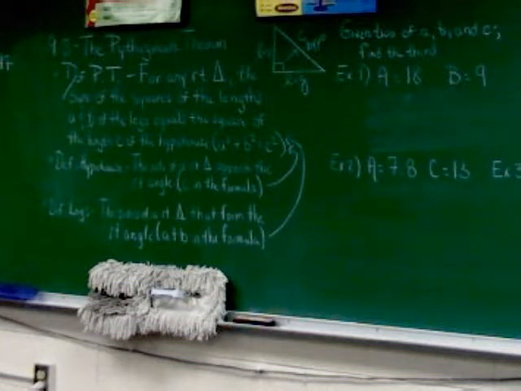For any right triangle, the sum of the squares of the lengths a and b of the legs equals the square of the length c of the hypotenuse. Or in other words, we're using the Pythagorean formula, a squared plus b squared equals c squared.